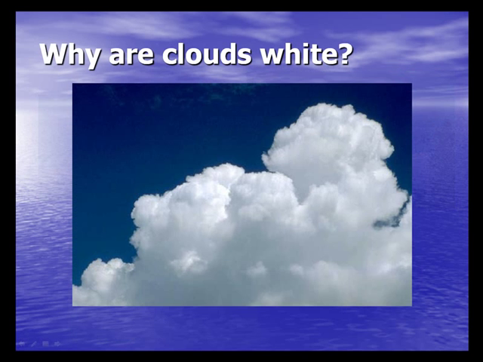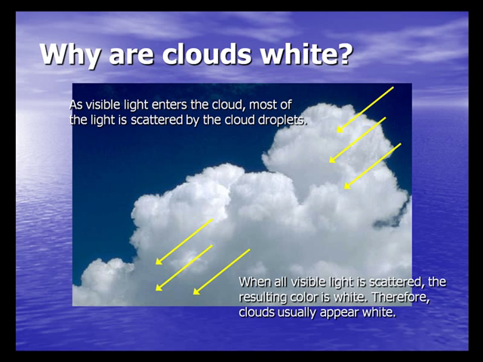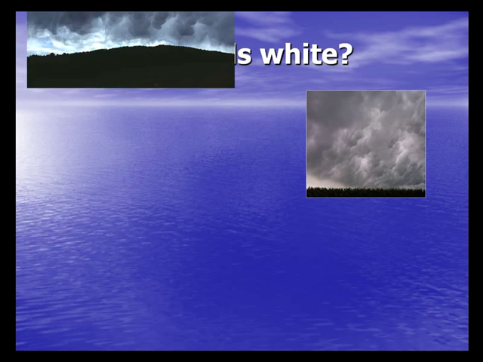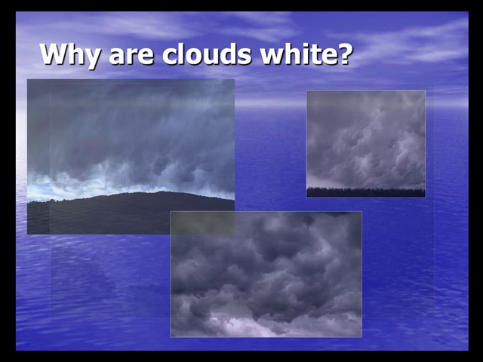As visible light enters the cloud, most of the light is scattered by the cloud drops that make up the cloud. When all visible light is scattered, the resulting light is white, so therefore clouds usually appear as white. However, many times, as in the case of rain clouds, clouds will appear gray to black. Why is this? There are two basic reasons.